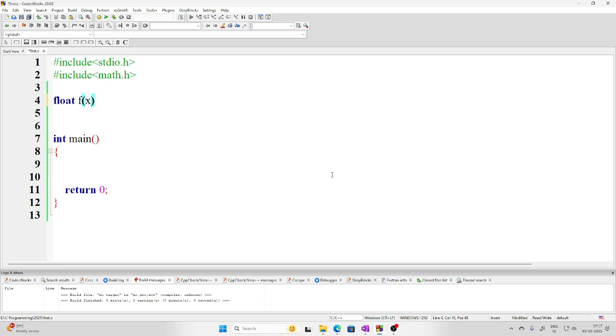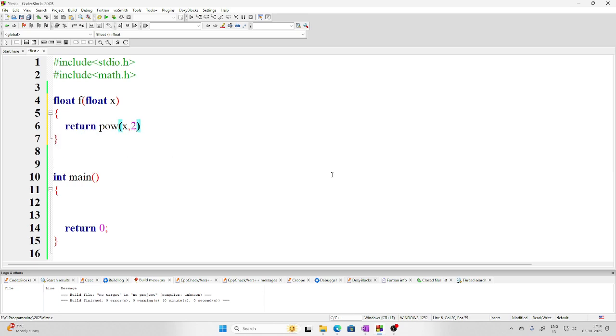Let my function name be f, and this is taking one argument x. You know that this x has to be defined, that means the data type. Let's say it is float. Once this is done, you have to write the equation and return it. Simply say return, then x square, and then minus 5x, then plus 6. That's it. This is your equation.